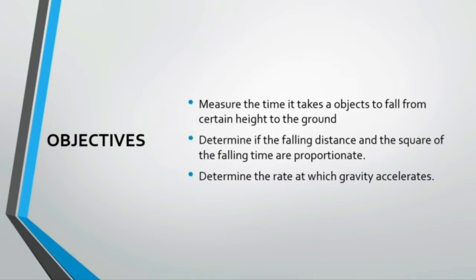For the objectives of the experiment, first, measure the time it takes the object to fall from a certain height to the ground. Second is to determine if the falling distance and the square of the falling time are proportionate. And the last is to determine the rate at which gravity accelerates.